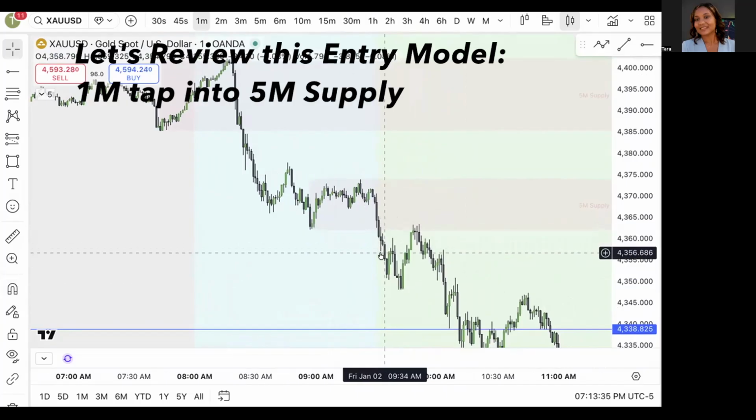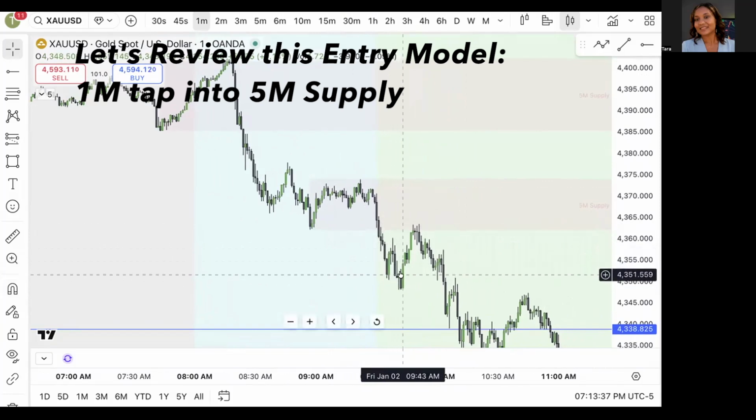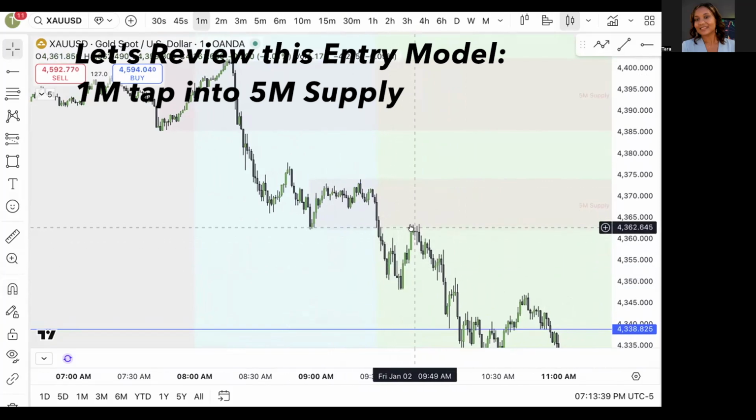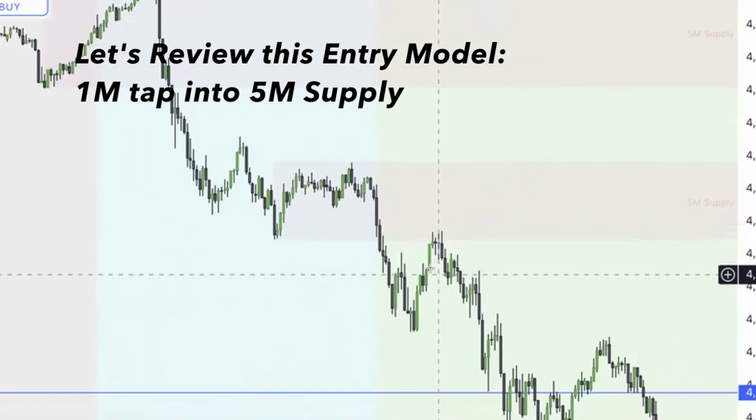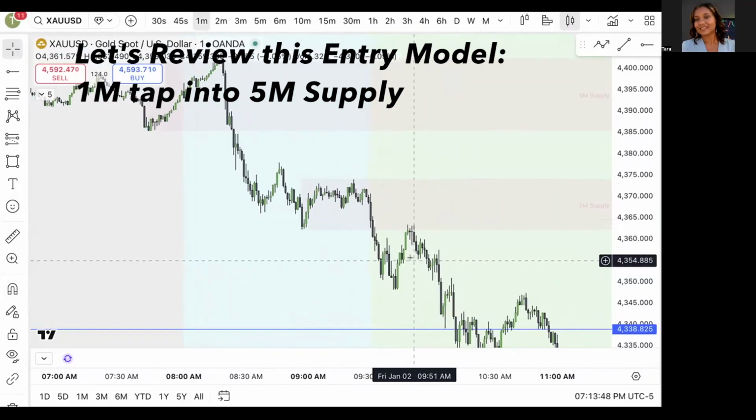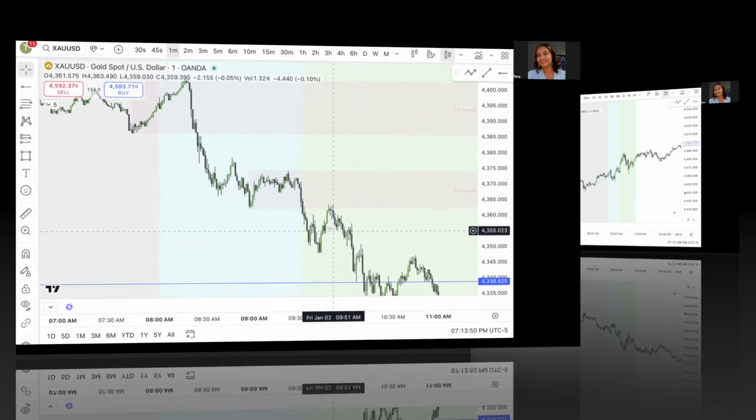Price came down. It's making a V shape or a U shape, coming back up and tapping into the zone. And we can see that it tapped 1, 2, 3 times, and then on the 4th time we had an engulfing candle. And so after this engulfing candle, we could have entered the trade.